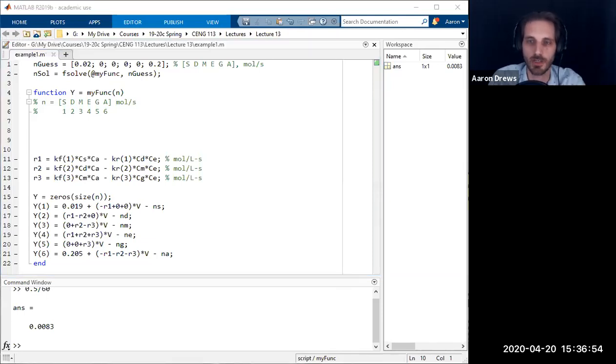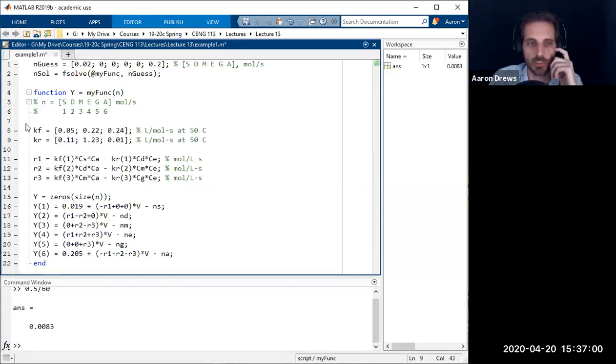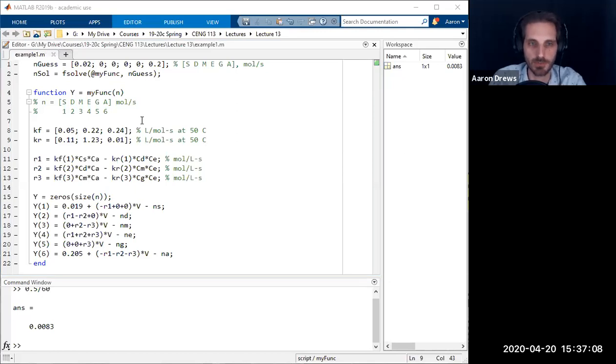I need those forwards and reverse rate constants. So these were given to us as constants. So I could just write all of the K forwards and all of the K reverses as vectors. I also need my volumetric flow rates and my volume.